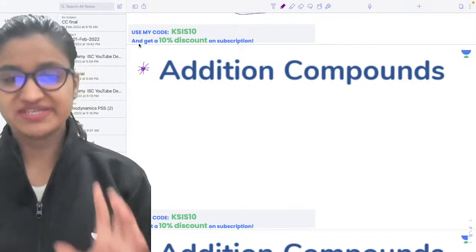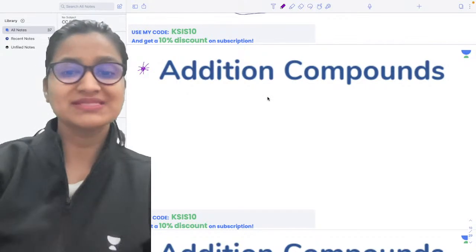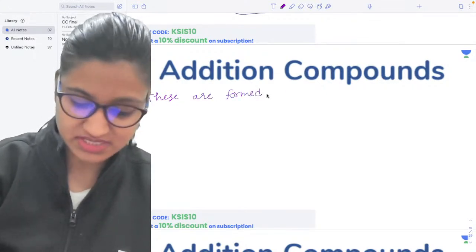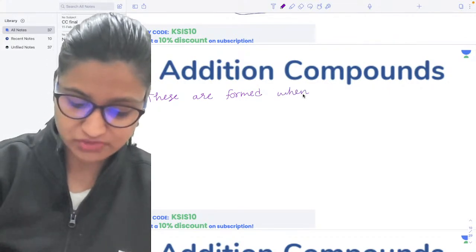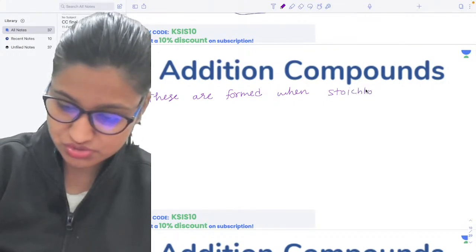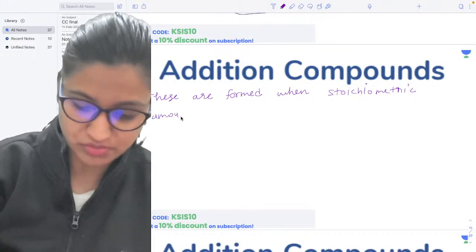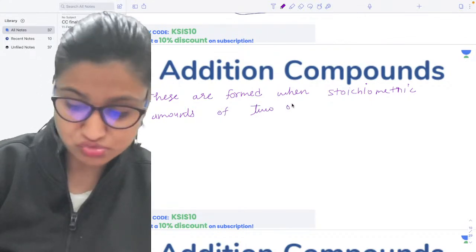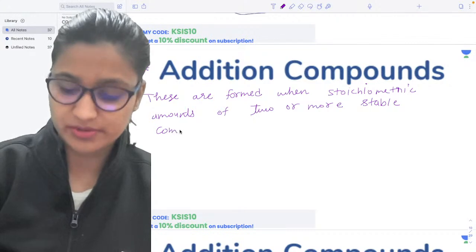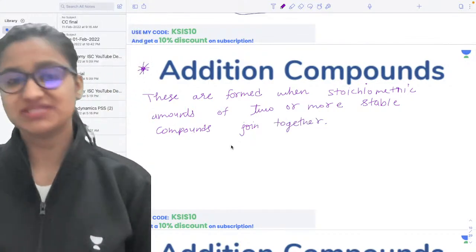So this was the question, okay? So what happens in addition compounds, children? The already stable compounds join together. So you can say regarding addition compounds that these are formed when stoichiometric amounts of two or more stable compounds join together. Okay? So these are your addition compounds.